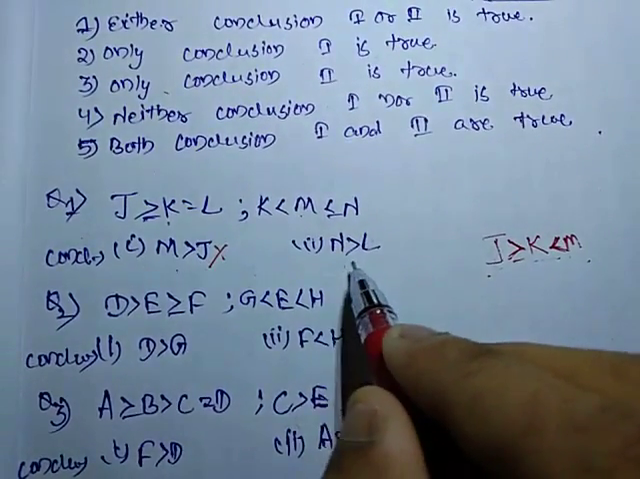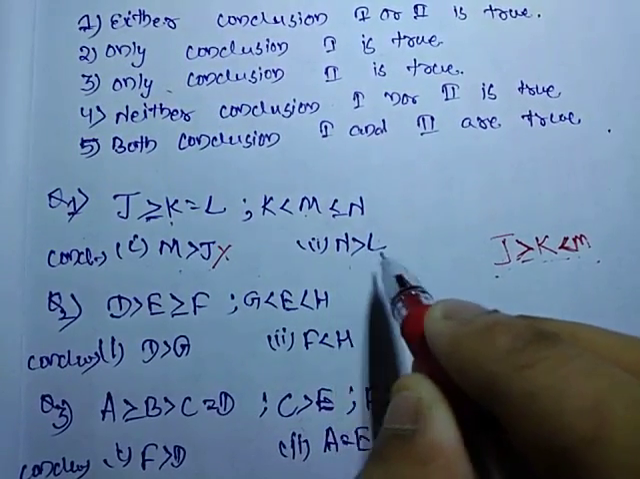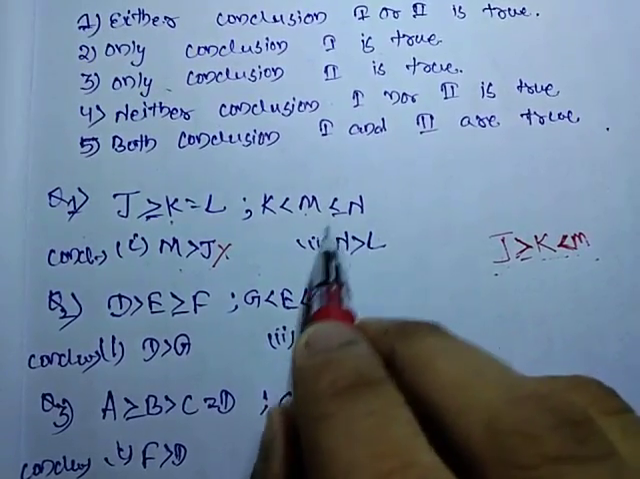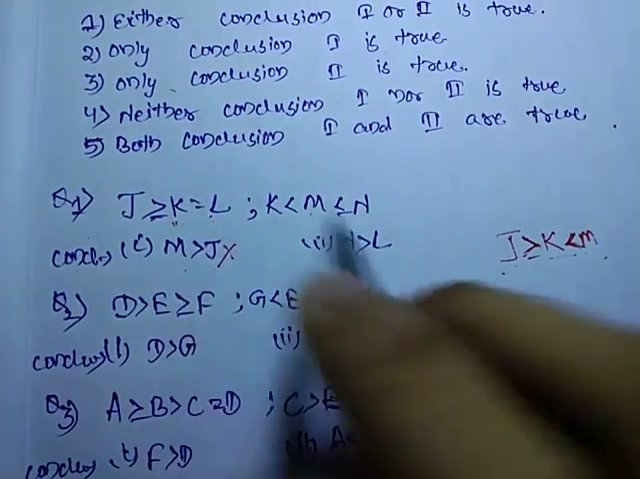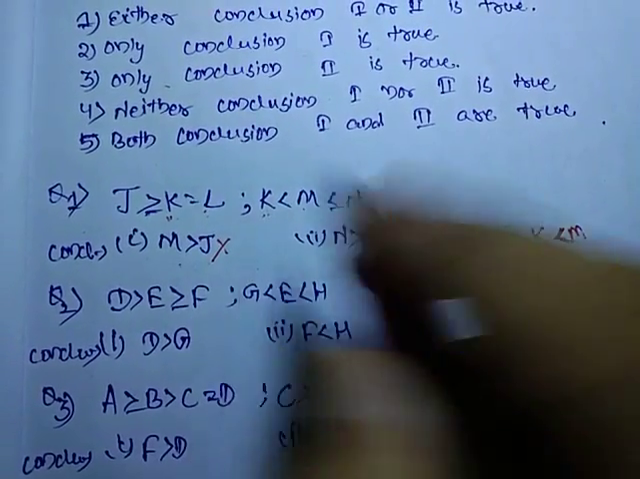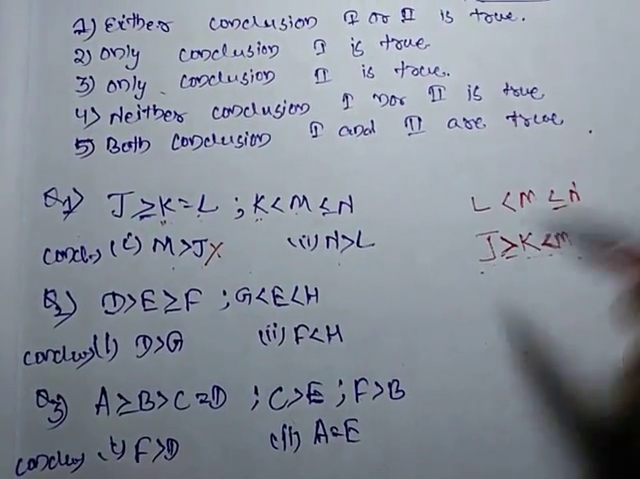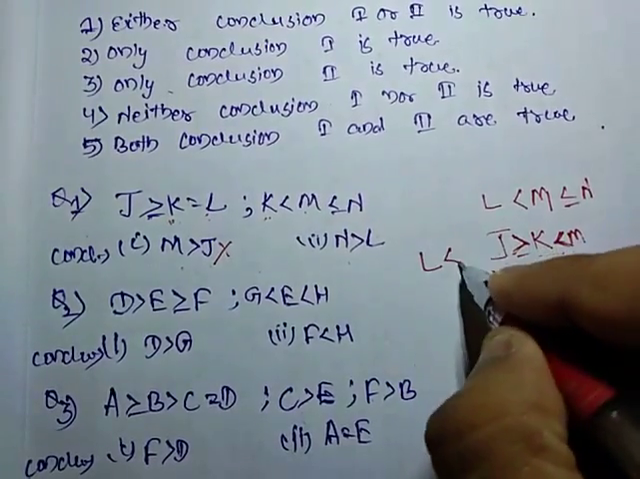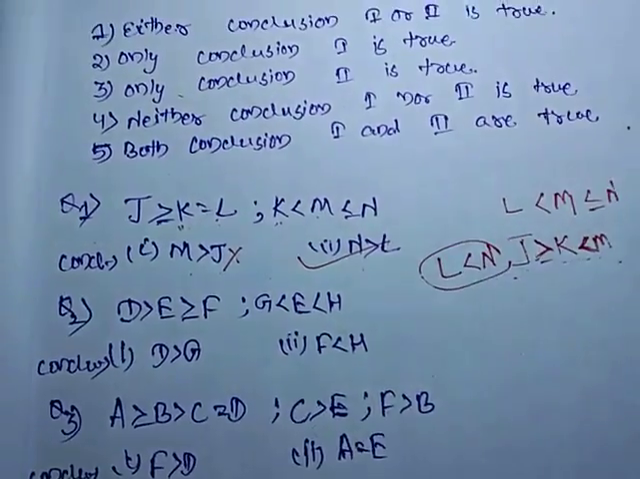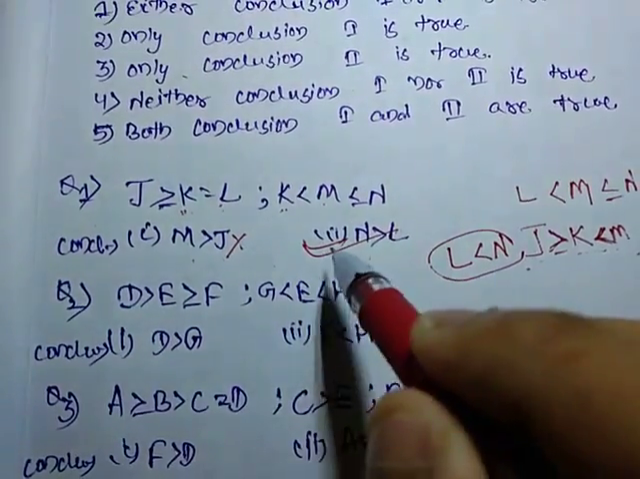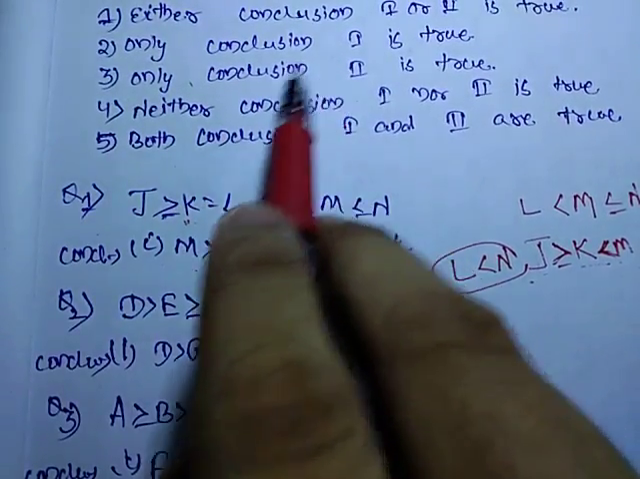Now to check if N is greater than L is true or false. Now K equals L from this statement, and we can put L in this statement, so we get L is less than M is less than or equal to N. That means L is less than N, and N is greater than L. This statement is true. So from these options we get only conclusion 2 is true.